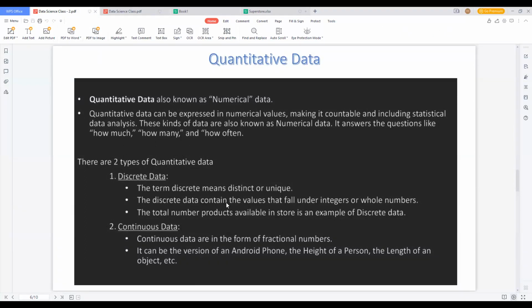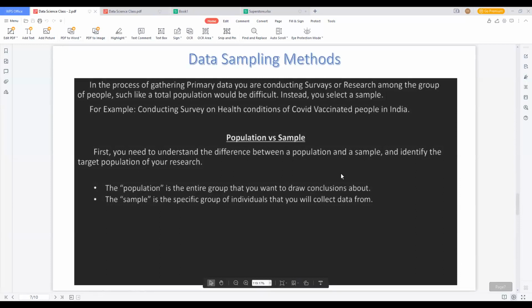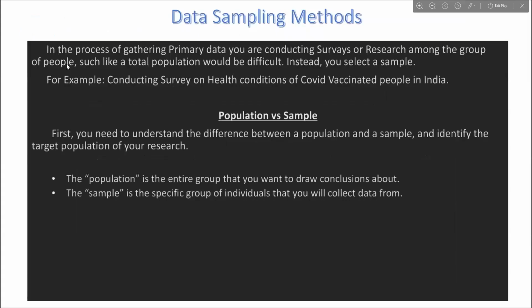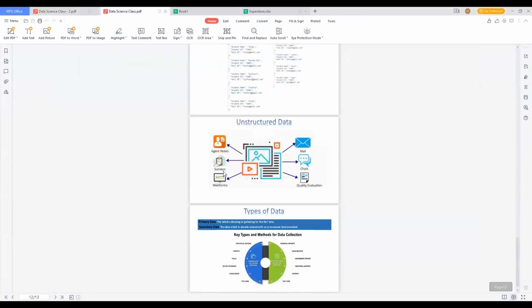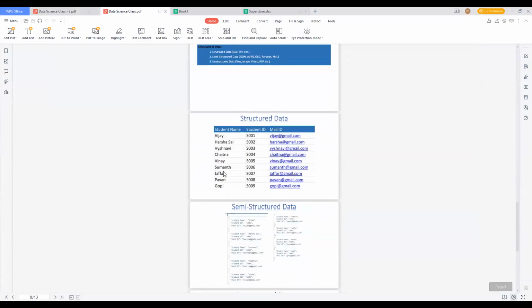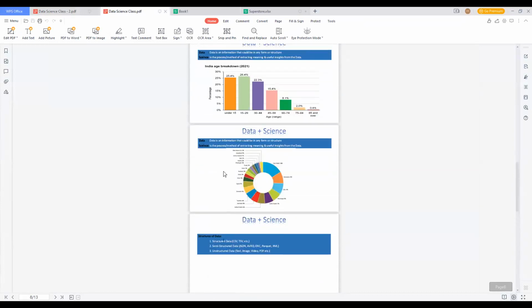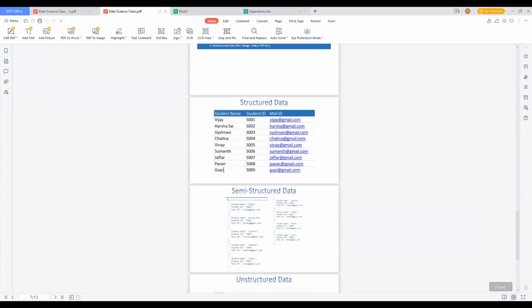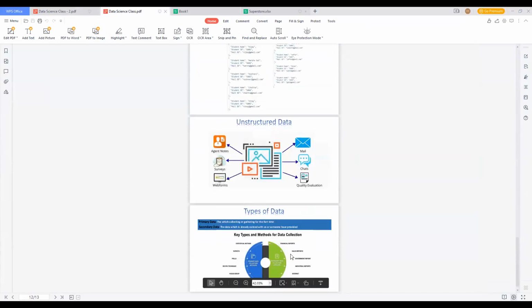All right. Then we have the data sampling methods. It's one most important topic. In the process of gathering the primary data, we have two types of data, right? Primary data and secondary data, which we have already seen and discussed.